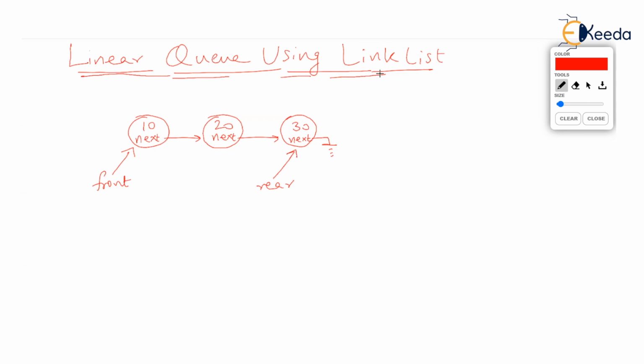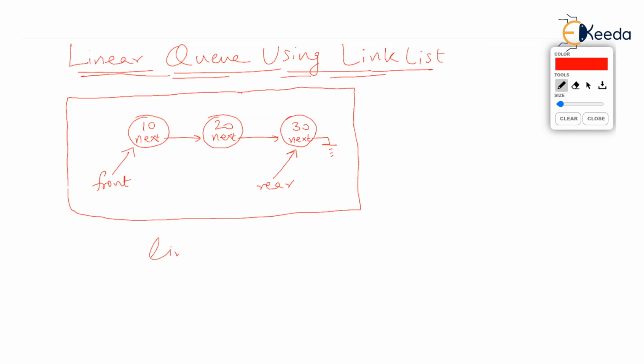Now, the diagram which I have drawn here is a singly linked list, isn't it? Because every node has only one pointer, that is next, and it points to the next node. Now, this diagram is nothing but a linear queue. Watch, the linear queue here has three nodes storing 10, 20, 30, and 10 was inserted first.